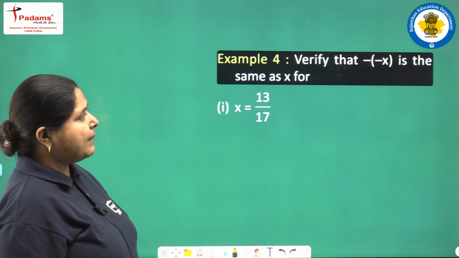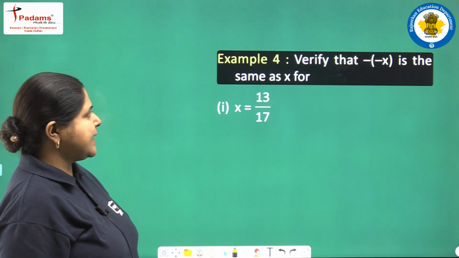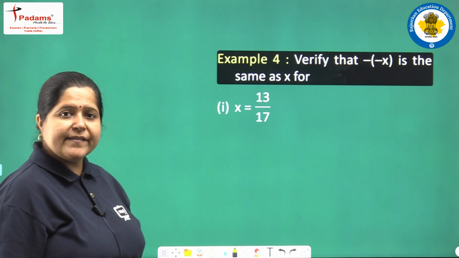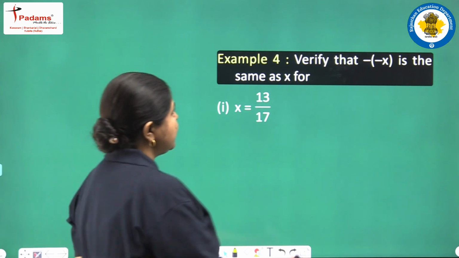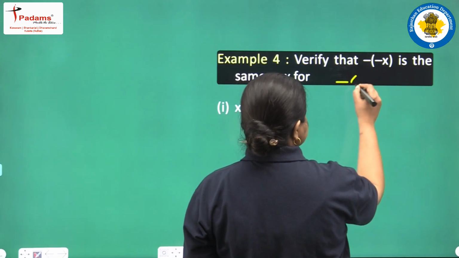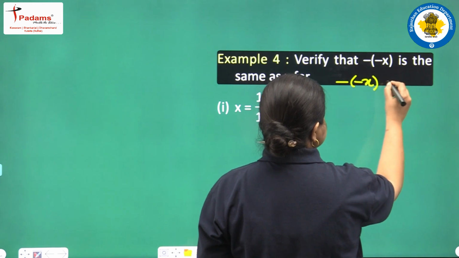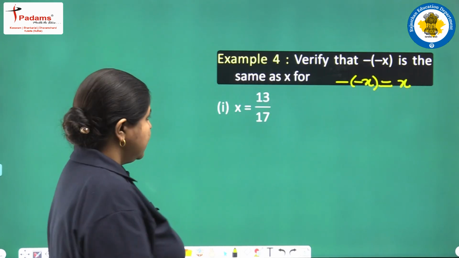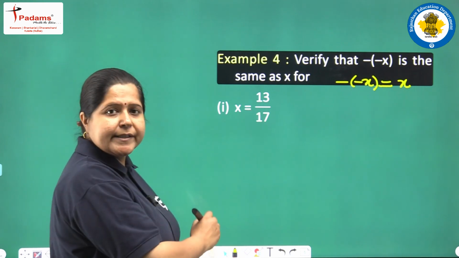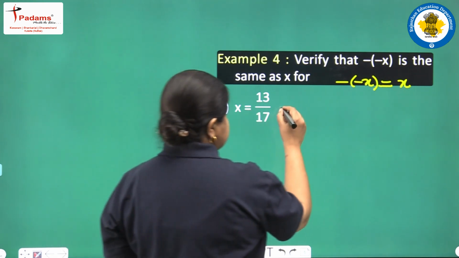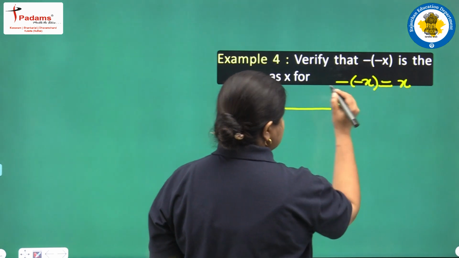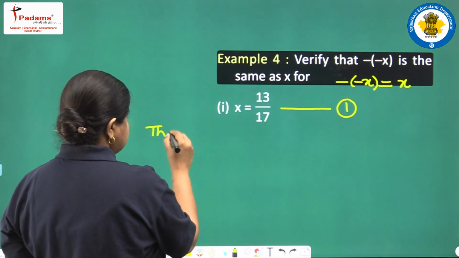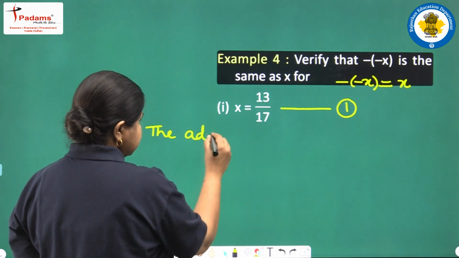Verify that minus of minus x is the same as x for x equal to 13 upon 17. What we need to prove is that minus of minus x is the same as x. We have to prove this. We have been given x equal to 13 upon 17. Let us take it to be equation 1. Then we will write its additive inverse.